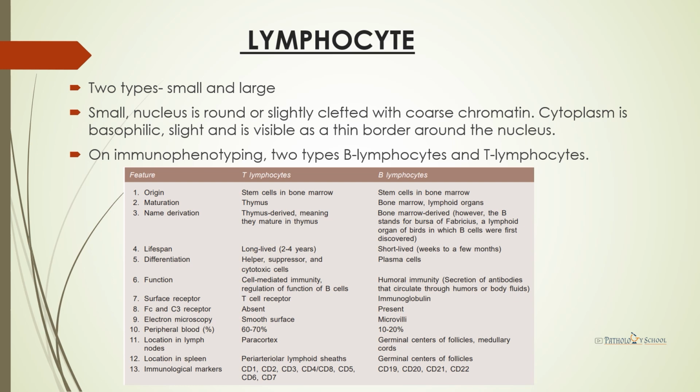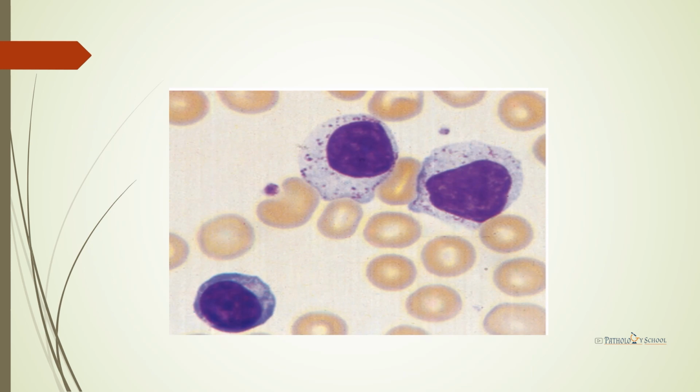The T lymphocytes originate from the stem cells in the bone marrow and mature in the thymus. They differentiate into the helper, suppressor and cytotoxic cells. The function is in cell-mediated immunity and regulation of the function of the B cells. The immunological markers are CD1, CD2, CD3, CD4, CD8, CD5, CD6 and CD7. Just a picture showing the small lymphocyte and large lymphocytes.